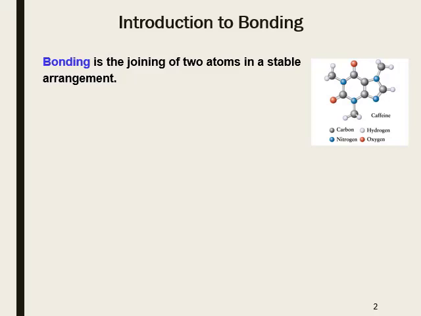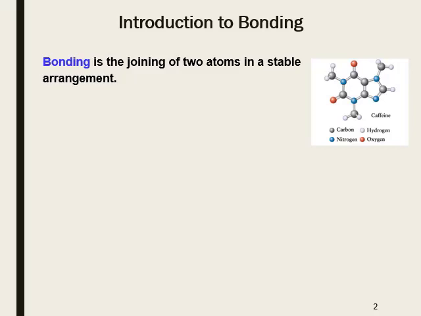However, this is not the case for the rest of the elements. The atoms from the rest of the periodic table are not that stable. In order to achieve stability, they want to be like noble gases. So how do they want to be like noble gases? They want to have their electronic configuration similar to noble gases.